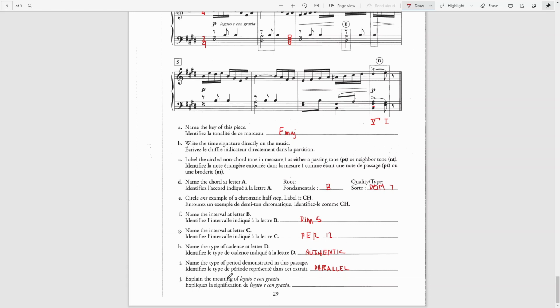Lastly, we have to explain the meaning of legato e con grazia. This means smoothly and gracefully.